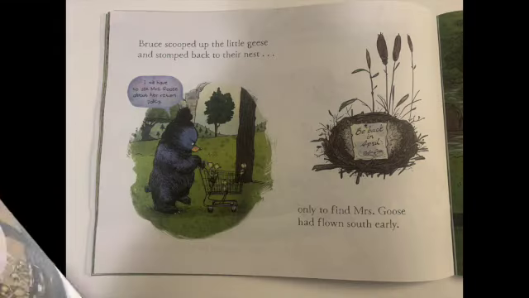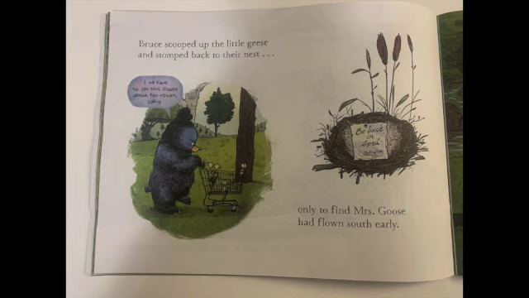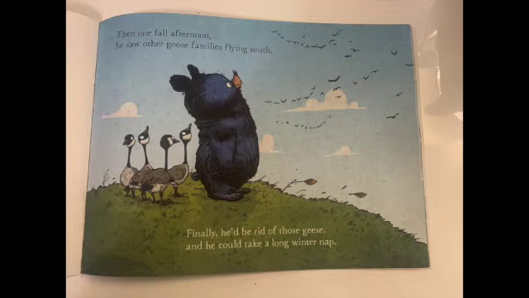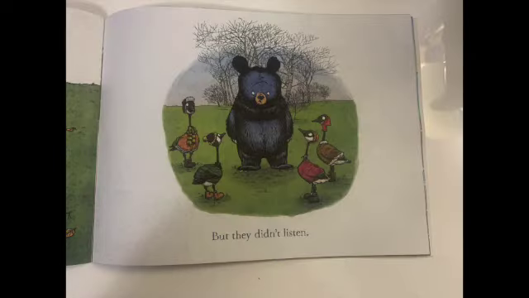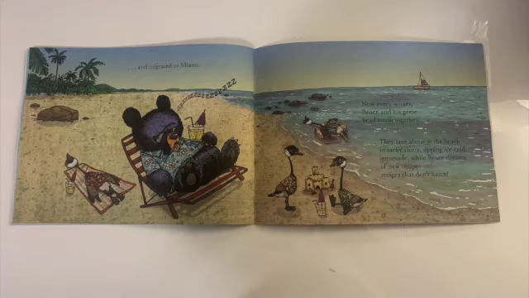And so Bruce tries to return the gooselings, but Mrs. Goose has already flown south for the winter. So Bruce is stuck with the gooselings, and he is excited when he sees these other geese flying south for the winter. So he explains migration to the geese, but they don't listen. They stay with Bruce, and in the end, they migrate to Miami together, and they're happy.